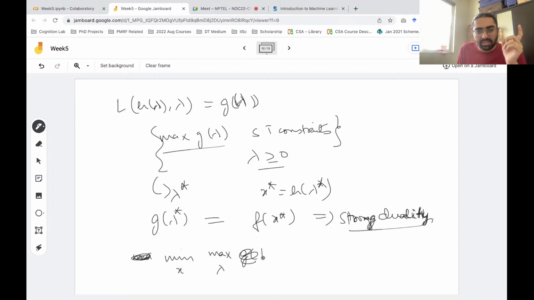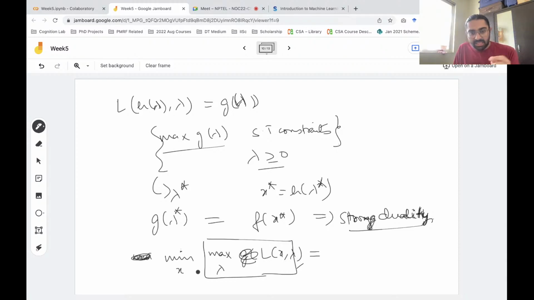So the idea is this basically. What you ideally want to do is something like this: you maximize the minimum with respect to x. Now the point is that I can exchange these min and max operations. I can say maximize with respect to lambda the infimum of this particular thing. And hence this whole idea comes in.